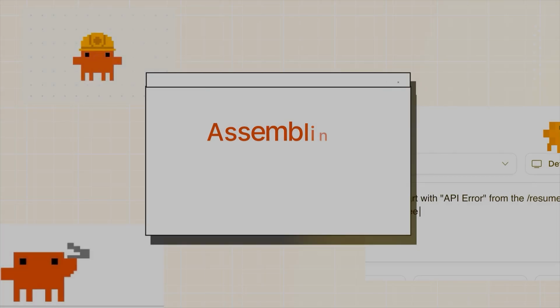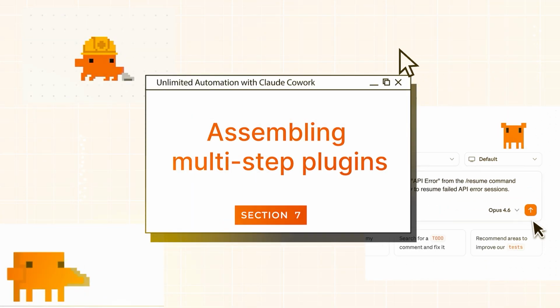Section 7, assembling multi-step plugins. A plugin bundles multiple steps, multiple skills, and multiple tools together to hit a bigger outcome. They're also transferable. You can share them with your team so they can run your exact processes on their own machine. Before you build a plugin, run your idea through 3 tests.